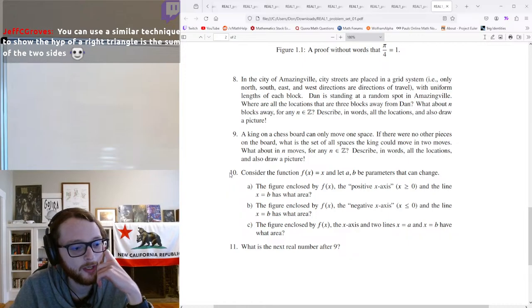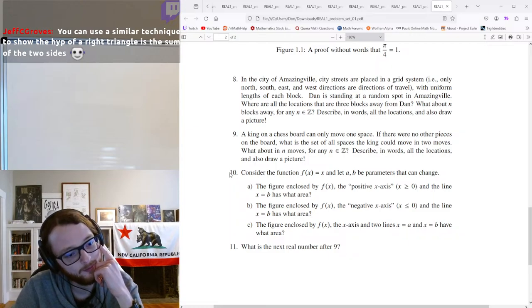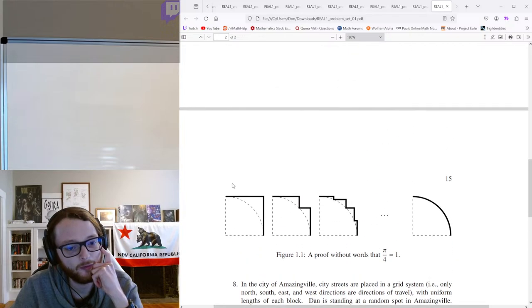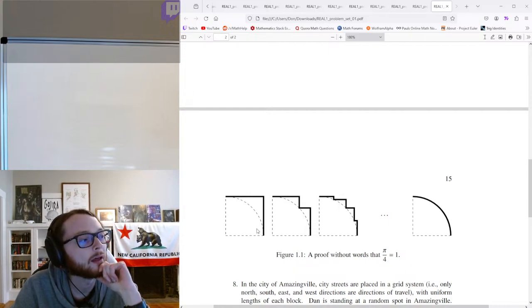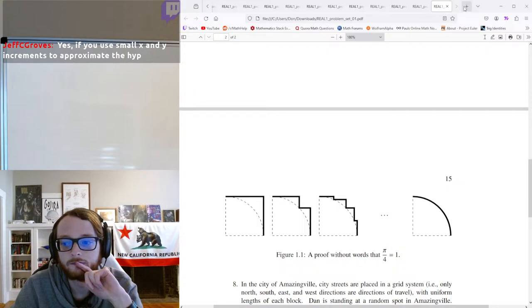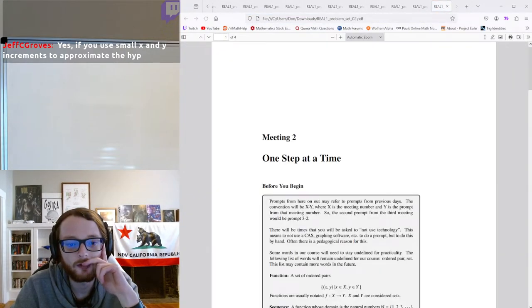Some technique to show the hypotenuse of a right triangle is the sum of the two sides. Well, like with everything, do you mean the Pythagorean theorem? So things are squared? So basically, instead of the circle curved there, you'd have a straight line. And that actually could converge as you would want it to. Small x and small y increments to approximate the hypotenuse. Okay. Interesting.